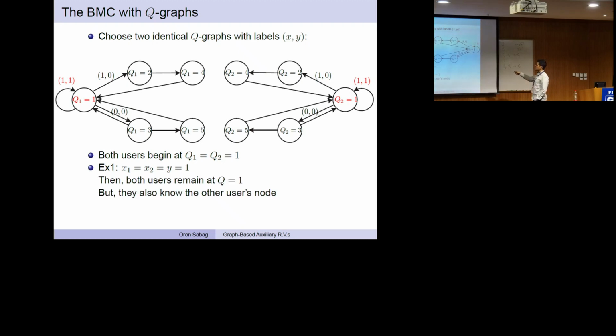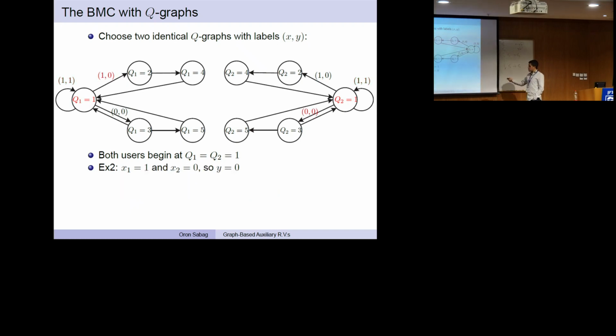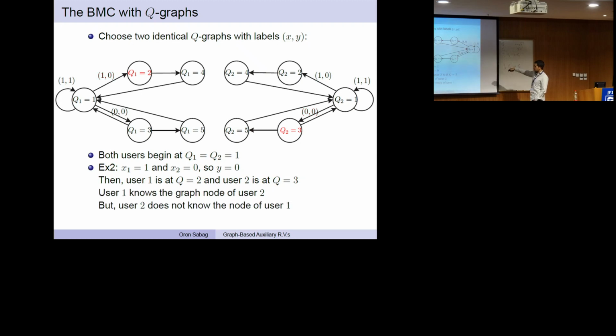Okay. And at the same time, since the output was 1, user 1 knows exactly what the graph node of the other user is. So it also knows the encoding state of the other user. But another example is where the first user transmits 1 and the second user transmits 0, then the channel output is 0. So user 1 is now at q equals 2, and Q2 is in node number 3. But at this point, the first user is like the strong user, since it also knows the graph node of the second user. But the second user doesn't really know what the node of the first user is.